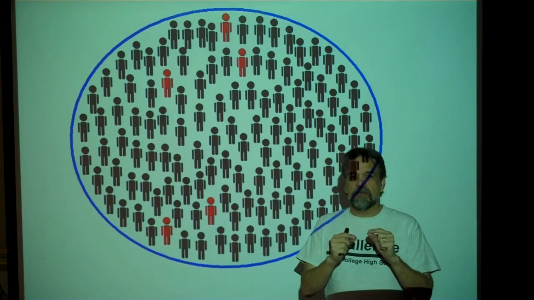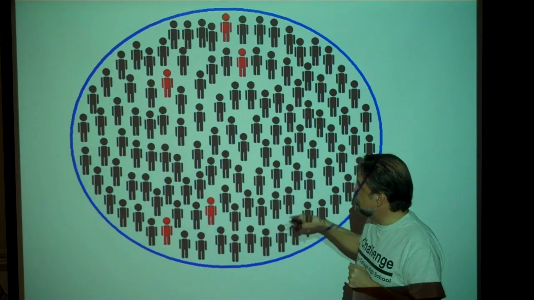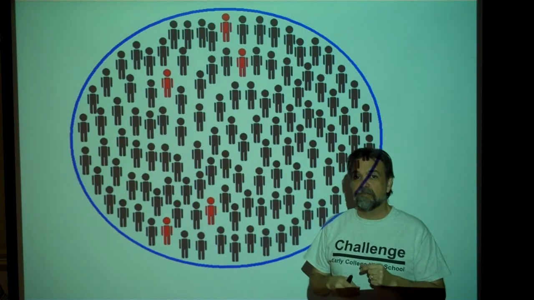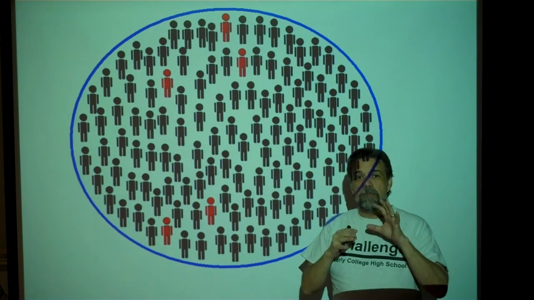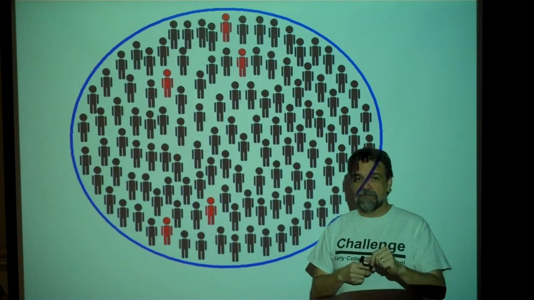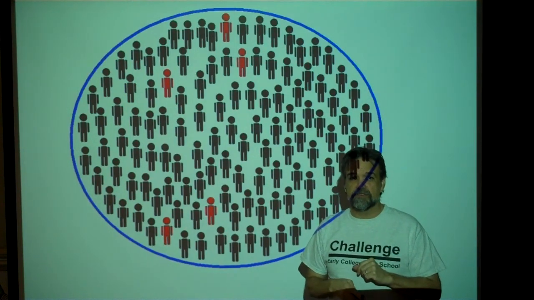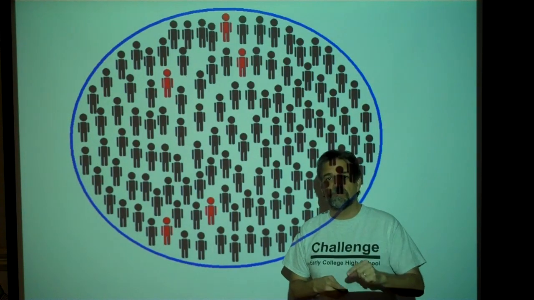Now, think about what that means. It doesn't say every person in here is equally likely to be chosen. It says every possible combination of five people is equally likely to be chosen. Right? That's what a simple random sample is.